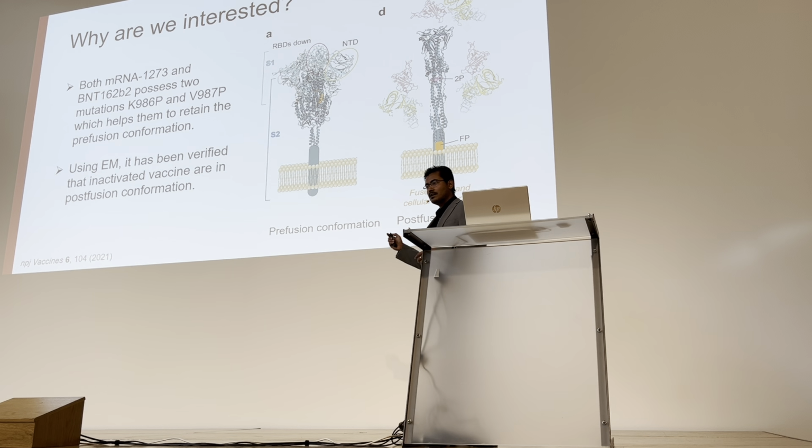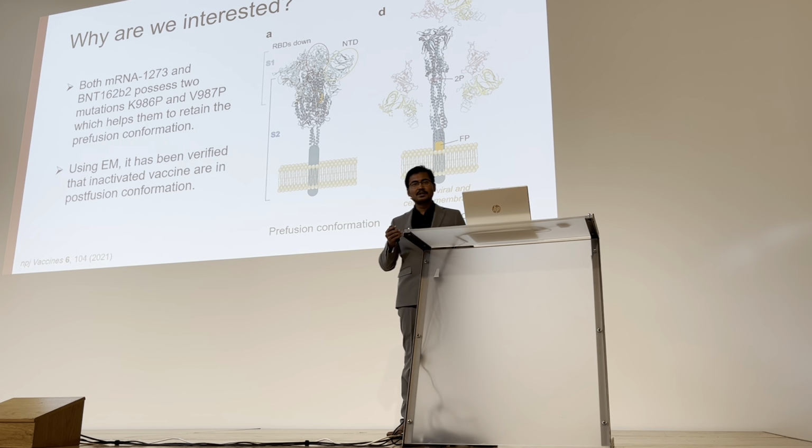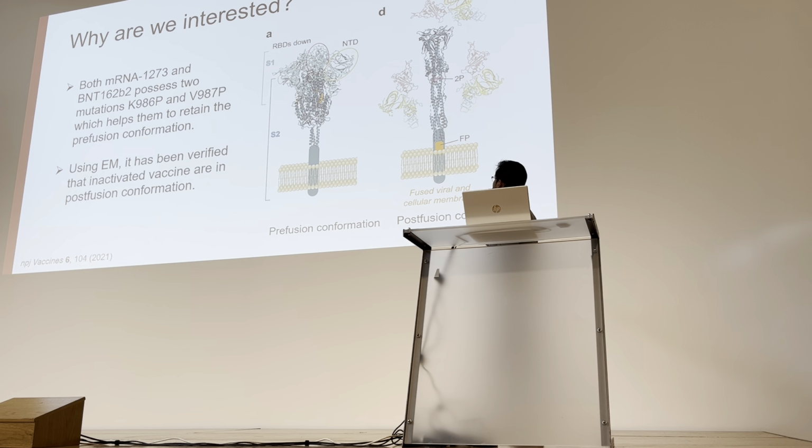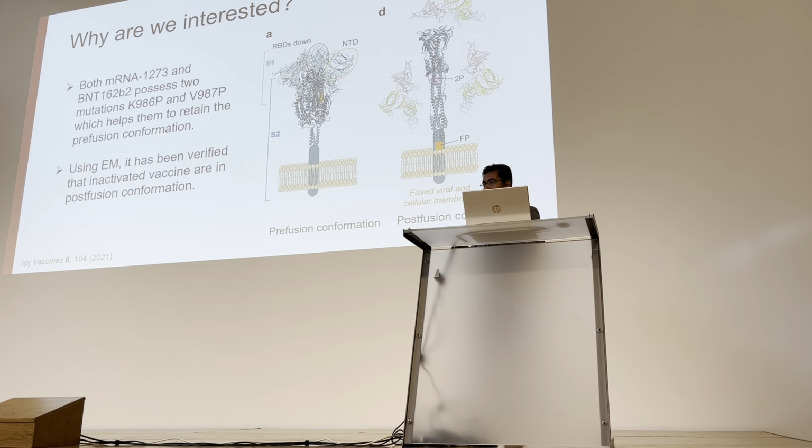When you check using electron microscopy, the inactivated vaccine was found to be in post-fusion conformation. So as you can see, there is a huge difference between both the structures, and that's why we thought there would be some differences in the targets of the spike protein which are being targeted.